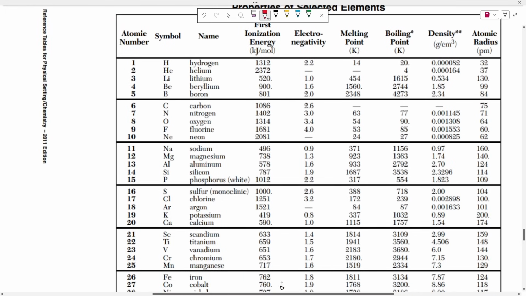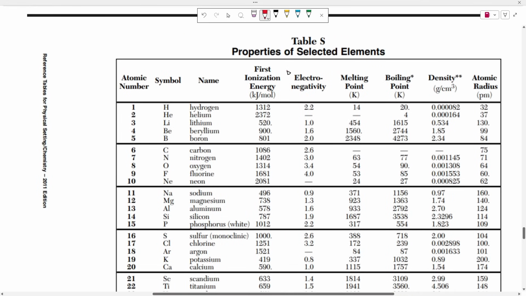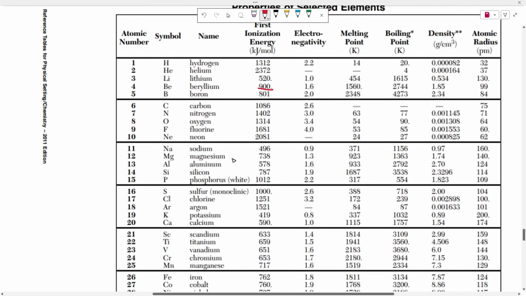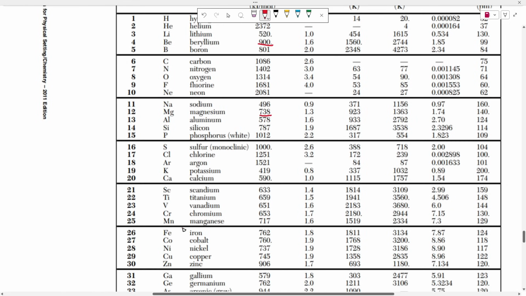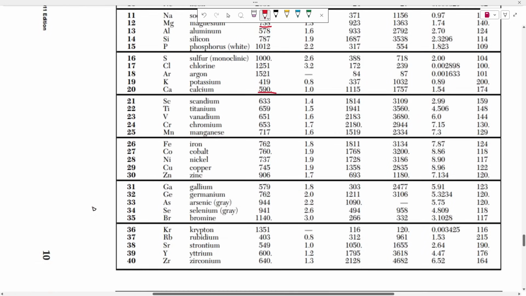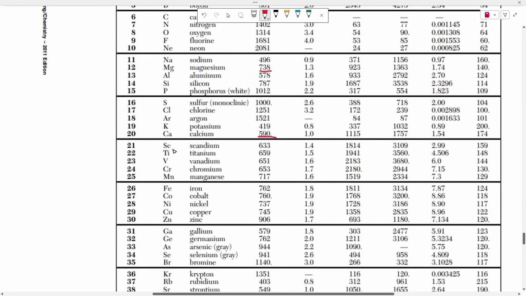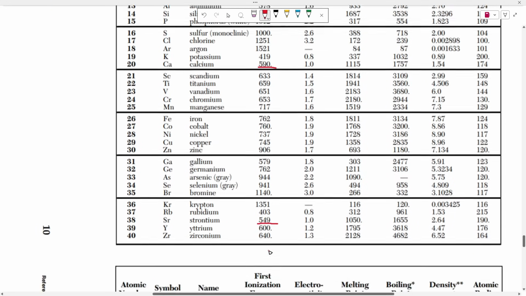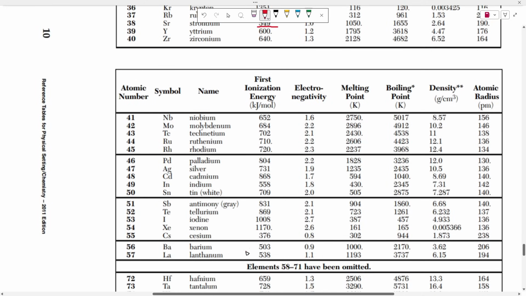So in this case, we can find the first ionization energy right here in Table S. So we'll look at beryllium, which is 900, then the next in increasing atomic number, remember that this number right here is the atomic number, the next one is going to be magnesium. Over here, magnesium has an ionization energy of 738. Then we have calcium. Calcium has an ionization energy of 590. All right, then we go to strontium and barium. Strontium, Sr, has an ionization energy of 549, and then barium over here has an ionization energy of 503.